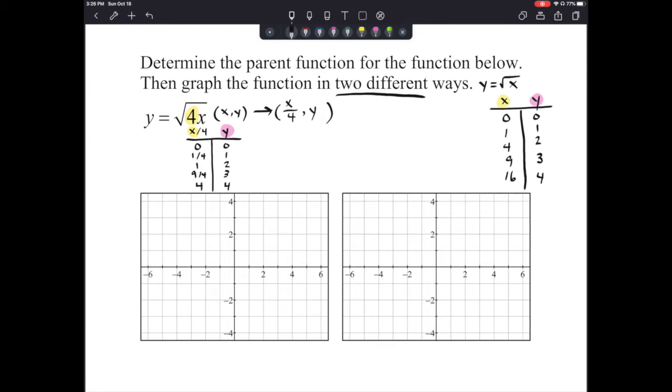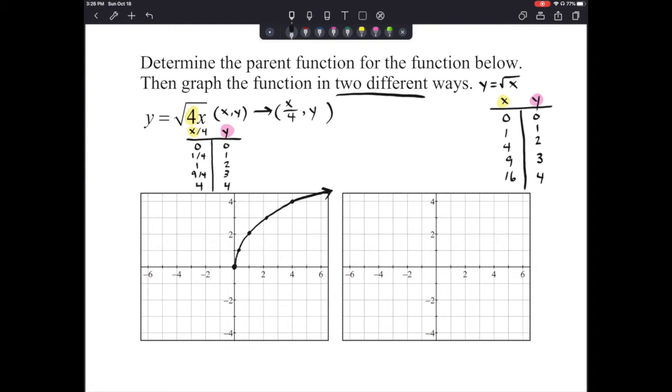Let's take those now and let's plot them. So 0, 0, 1/4, 1, 1, 2, 9/4 is like 2 and 1/4, and then we're going up to 3, and then we have a point at 4, 4. So even though they're kind of messy looking, it does make our points go in a nice square root curve just like that.